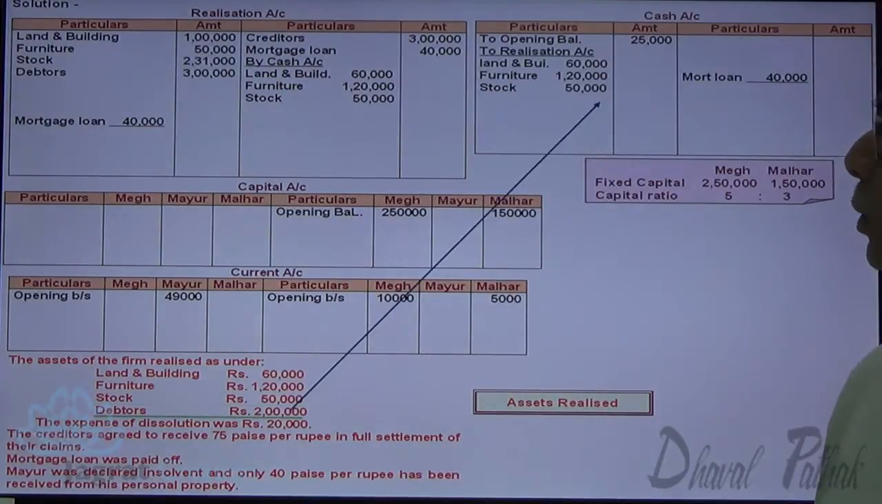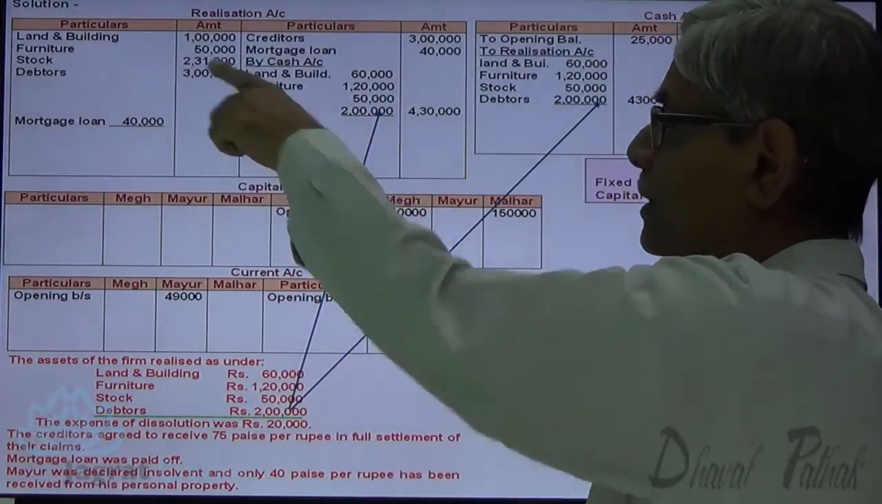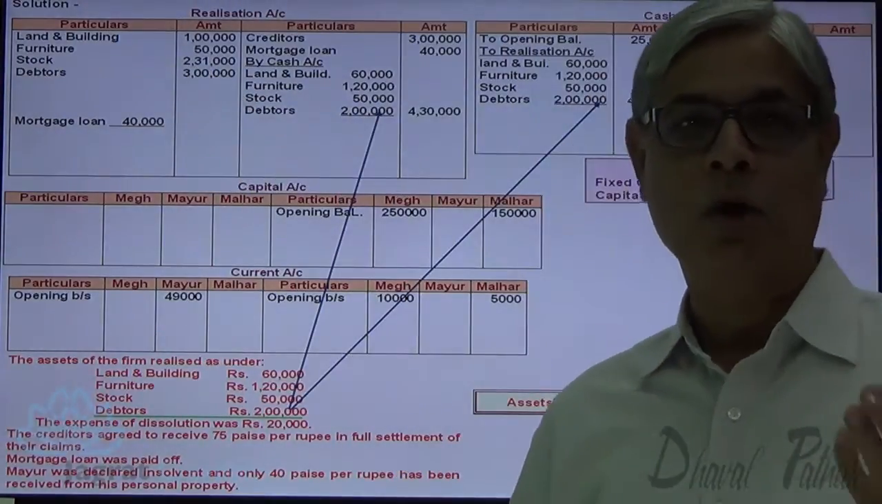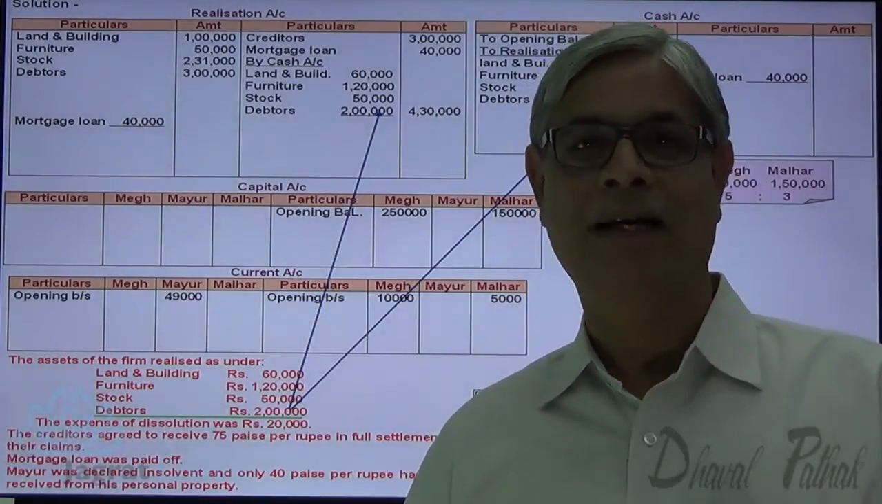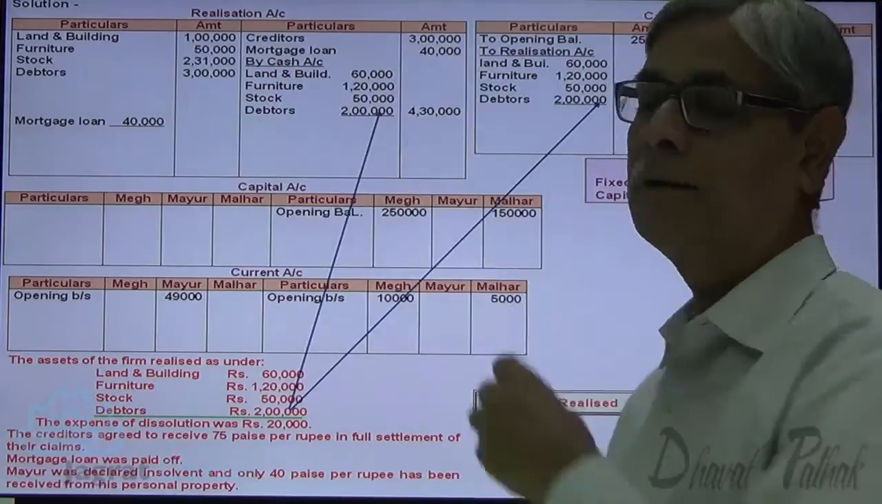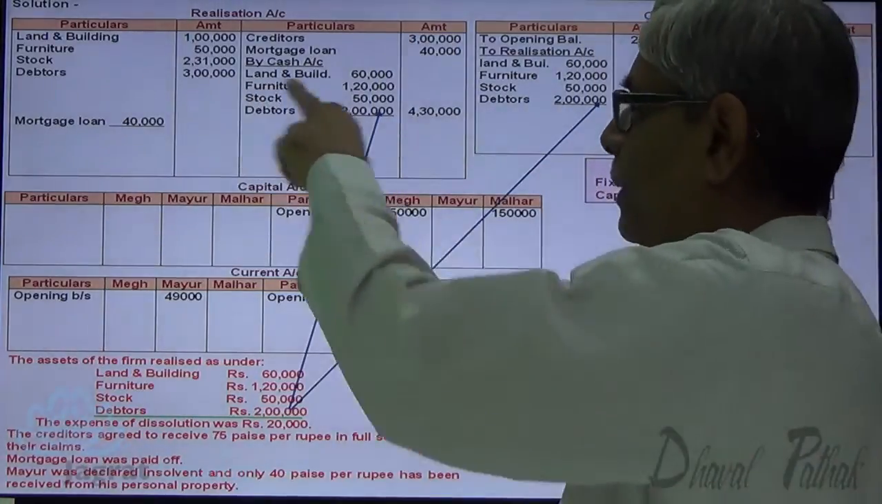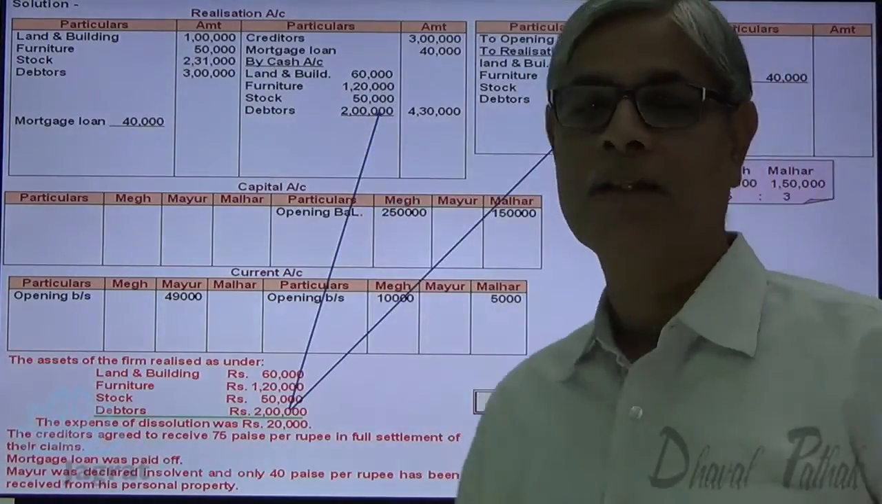Debtors realized over 2 lakhs. So cash account debit to debtors account credit 2 lakhs. See, the debtors are 3 lakhs, realized 2 lakhs, loss is 1 lakh. This is how automatically loss of 1 lakh on realization of debtor is debited to realization account, if you consider 3 lakh debit and 2 lakh credit, net 1 lakh loss is debited.